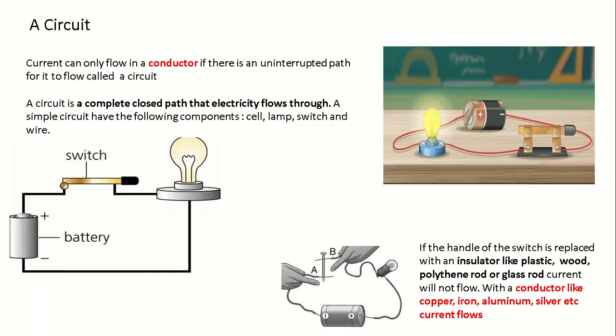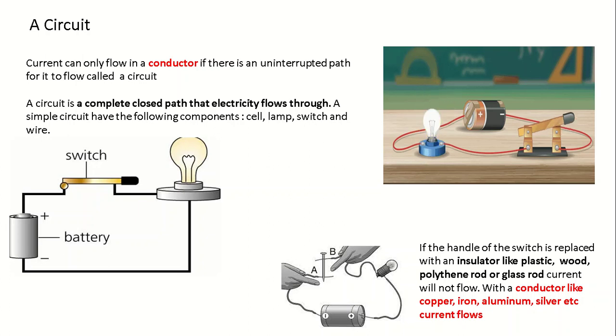A circuit. Current can only flow in a conductor if there is an uninterrupted path for it to flow, which we call the circuit. That means a circuit must be completely closed for current to flow. A circuit is a complete, closed path that electricity flows through.